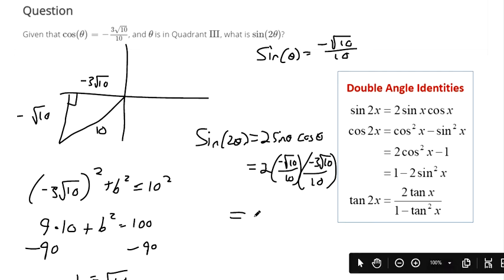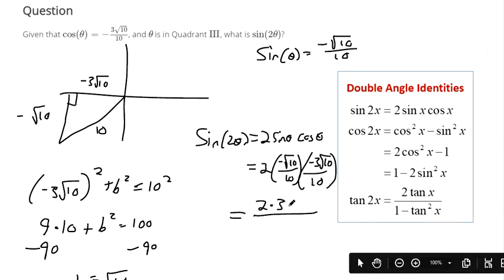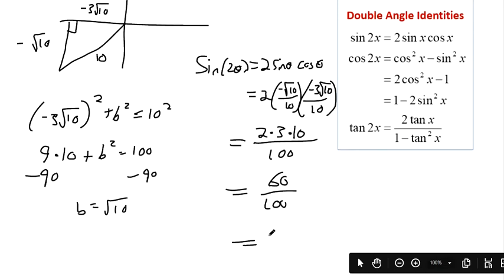So simplifying, it's going to be positive because the negative times the negative makes a positive. The square root of 10 times square root of 10 makes 10. And then 10 times 10 makes 100 in the bottom. So 2 times 3 makes 6, and that's 60 over 100, which is 6 over 10, which is 3 over 5.